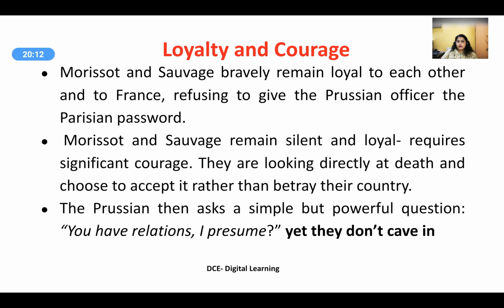The Prussian then asks a simple but powerful question. You have relations, I presume? Yet they don't cave in. Look at the sentence. This is the sentence wherein the Prussian is implying you have relations, as if to say you have a family.